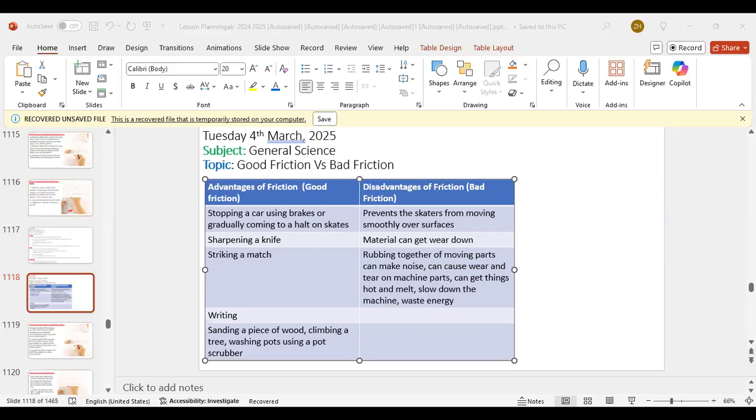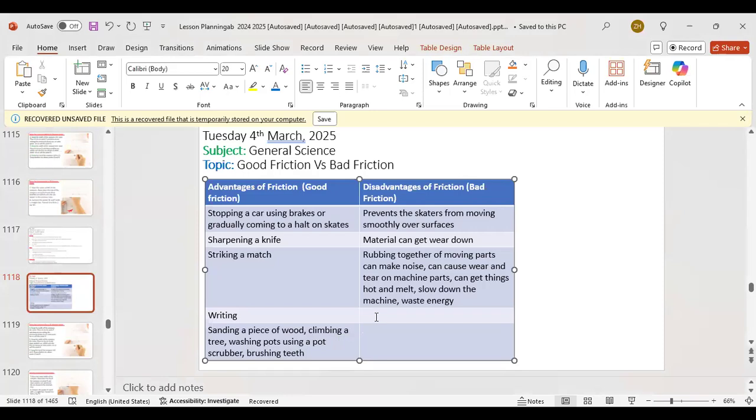Okay, so I have one. Brushing your teeth. Yes, brushing your teeth is good friction. Oh, that's a good example. Brushing teeth is good friction.